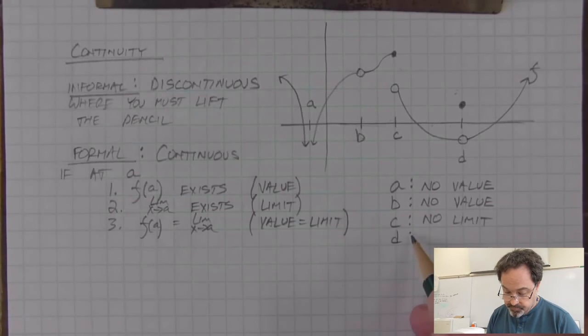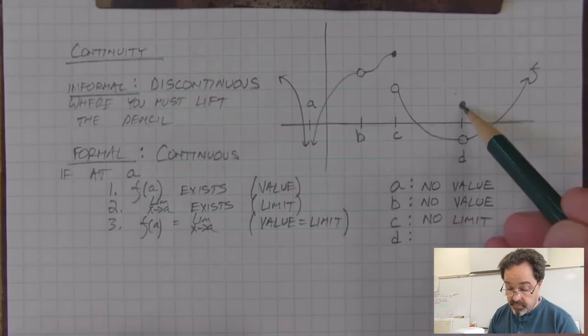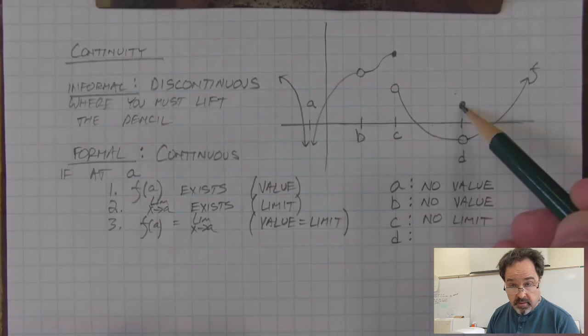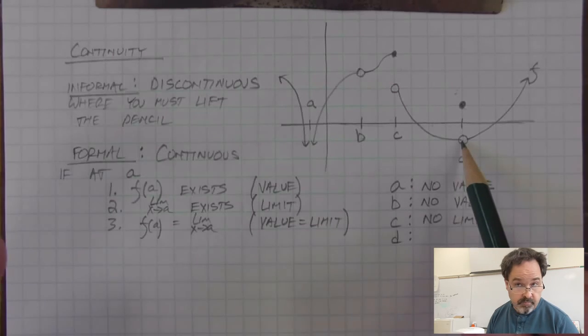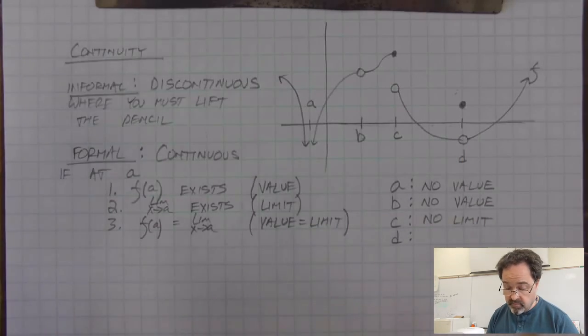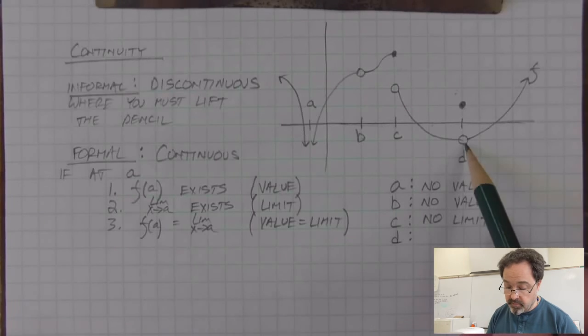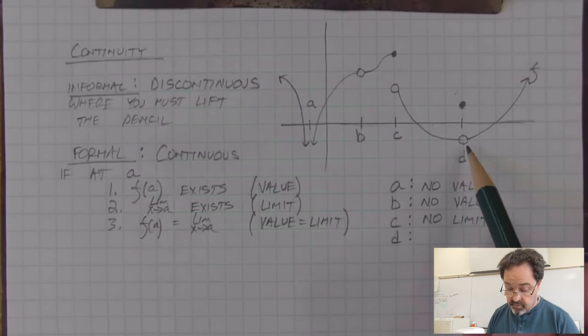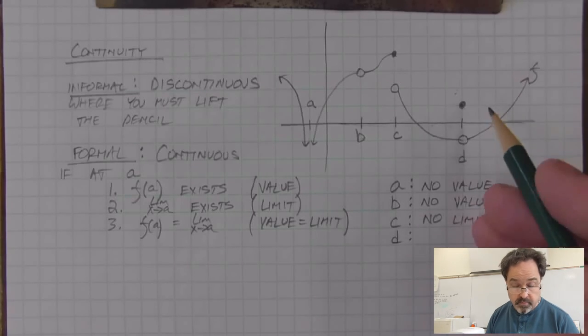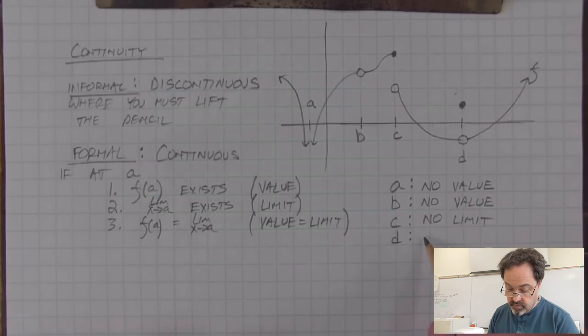And at D, we have a value, it's the closed dot. We have a limit because the left and right sides limit to the same place. It has the same one-sided limits. So the absolute limit exists, but the limit and the value are not equal. So it is not continuous at D because the value does not equal the limit.